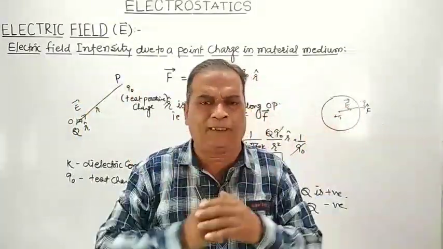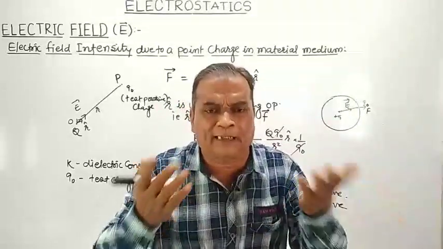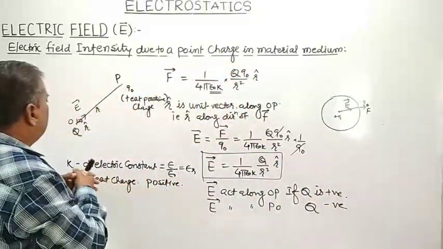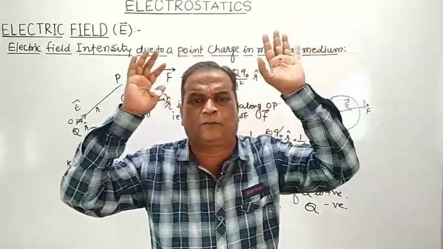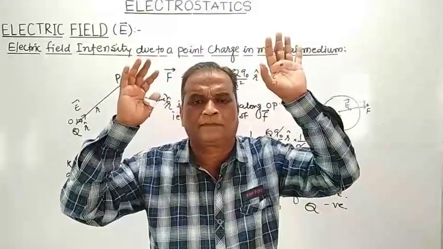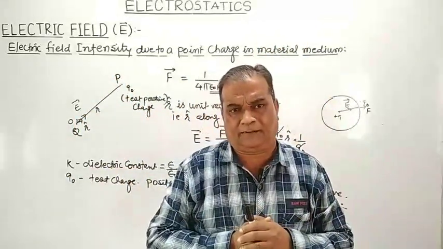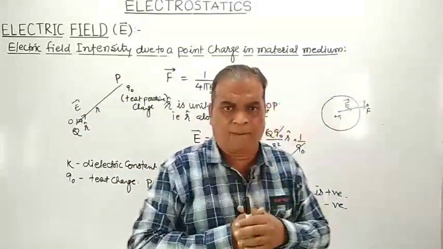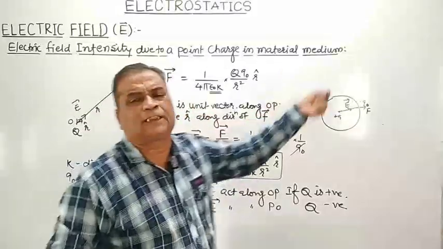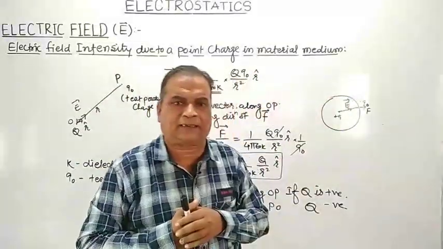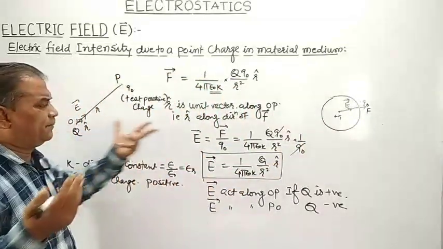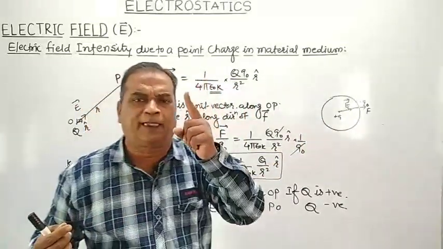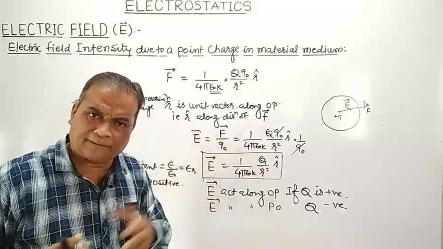Define electric field. What is electric field? The spherical region surrounding a given charge in which a Coulomb force is experienced by any other charge is called electric field, or electric field is nothing but force experienced per unit charge.